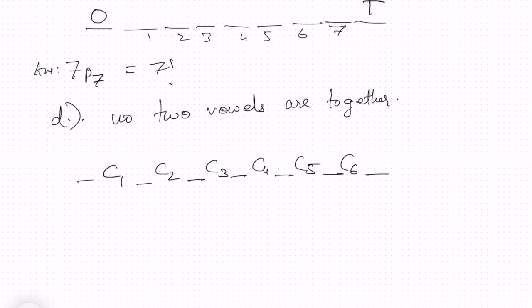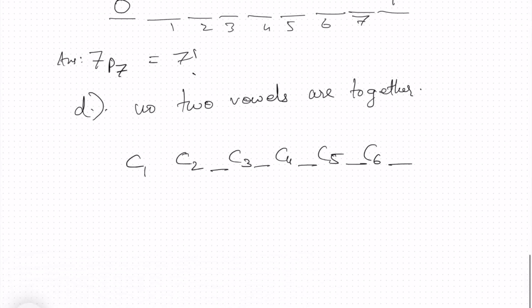These gaps may or may not be filled with a vowel, but it does not matter in which order I place the vowels, because the condition that no two vowels are together will always be satisfied, because there will be at least one consonant in between two vowels, right? It can be this way, or it could have been that, or it could be this, right? So you get the idea.